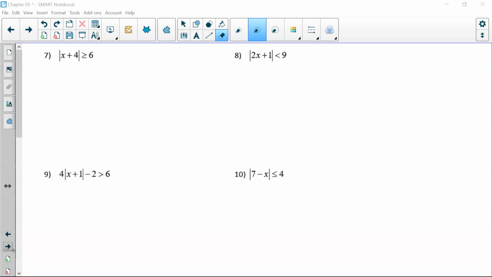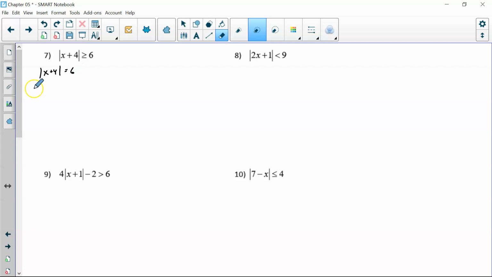Welcome back to section 5.2.1. We're continuing on, except now we're going to be talking about solving absolute value inequalities. It's just like we did when we solved the quadratic. We're going to treat them as equations. So the absolute value of x plus 4 equals 6. We'll come back to the inequality in a moment.